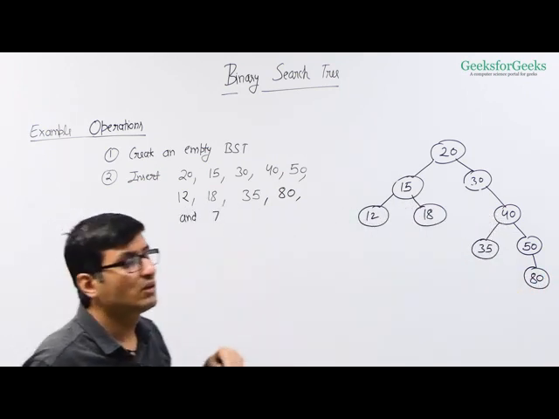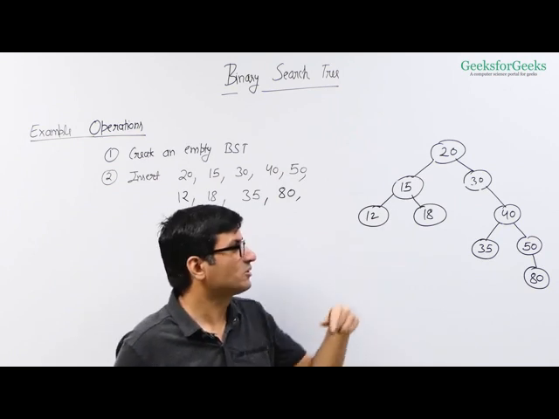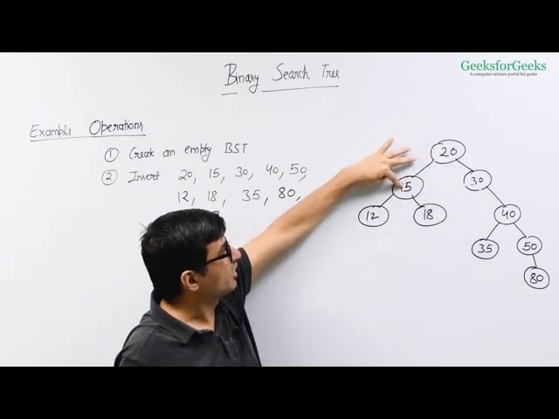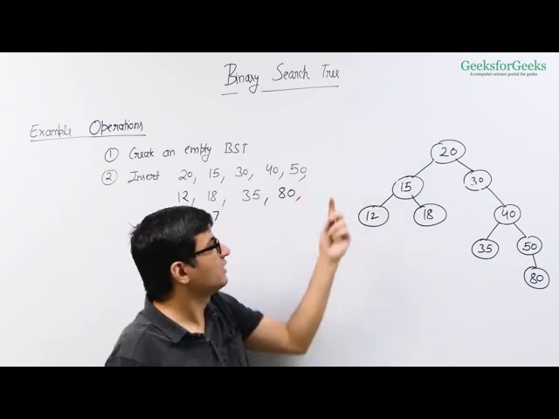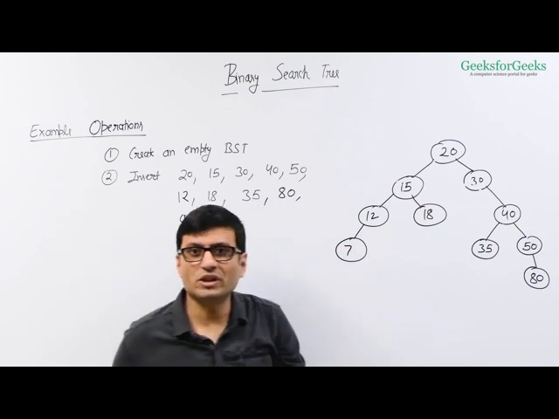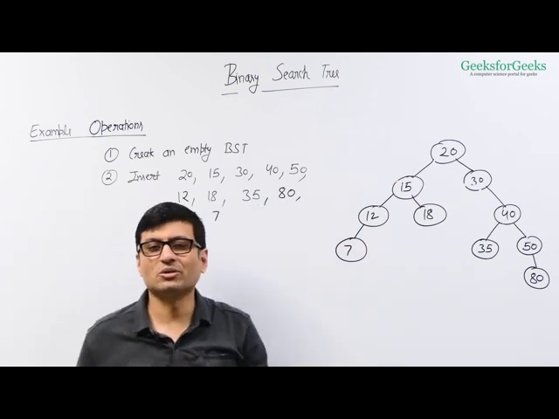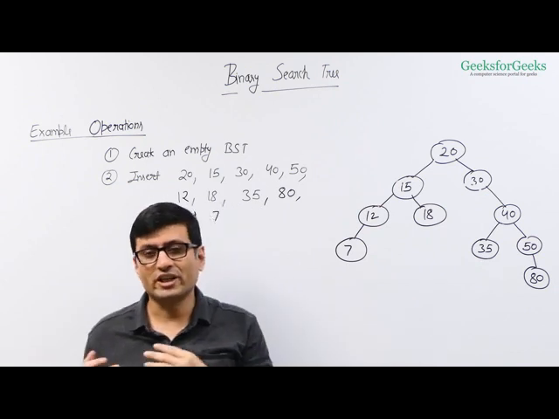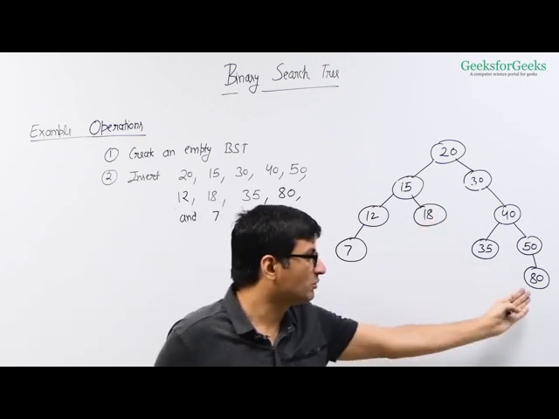7. I think you must have guessed this now also. It's smaller, we'll come here. It's smaller, we'll keep going left. And we have an empty place. So when you are inserting the smallest value, it goes to the leftmost child. And when you insert the greatest value, it goes to the rightmost.